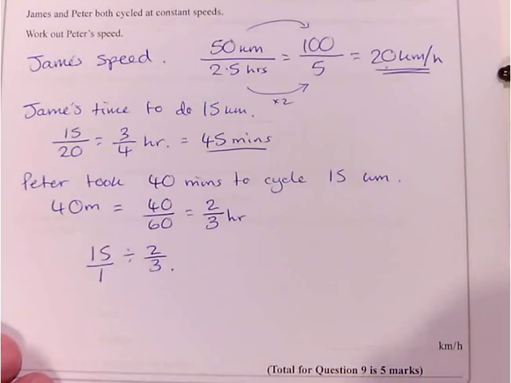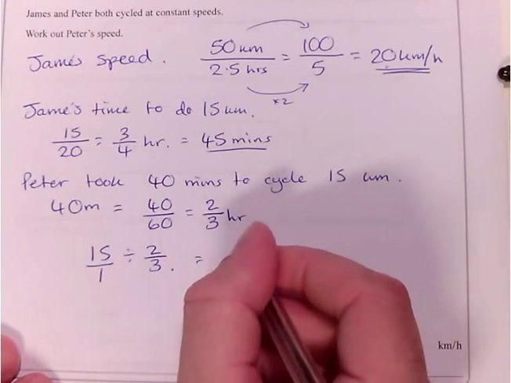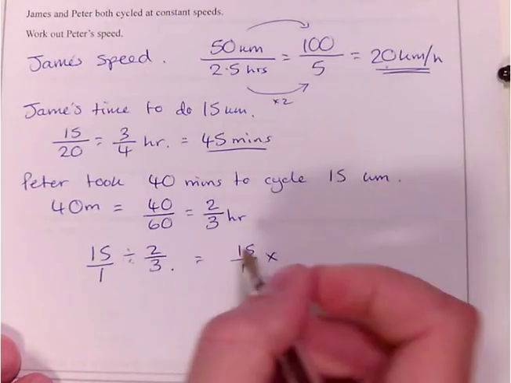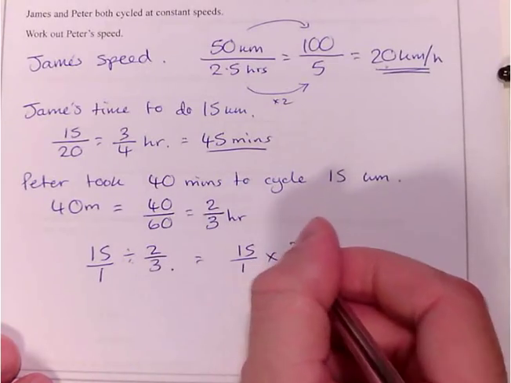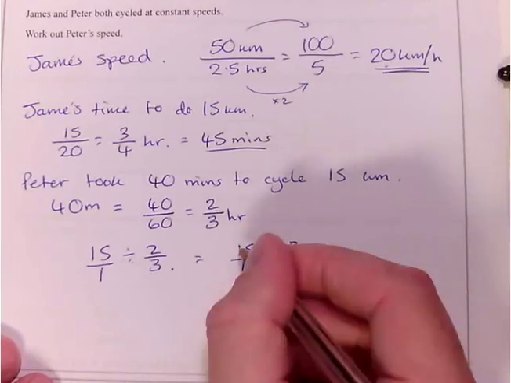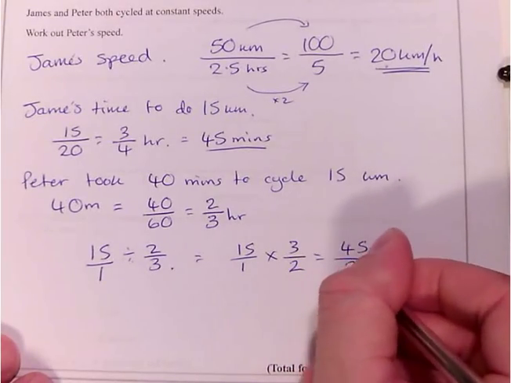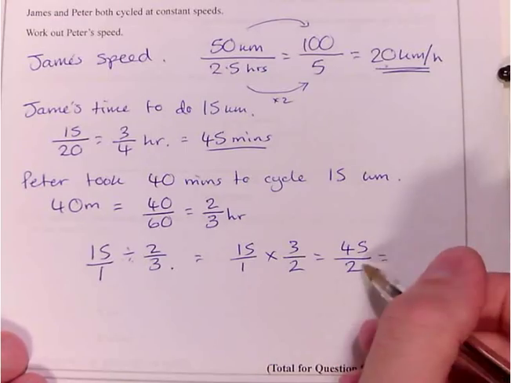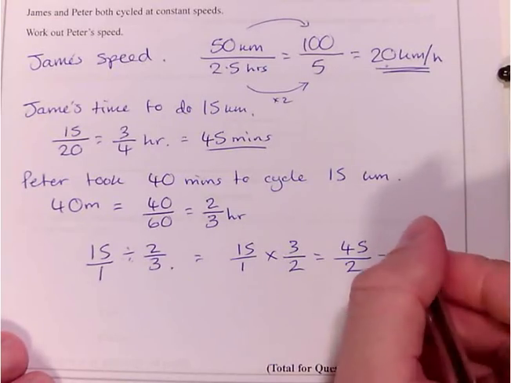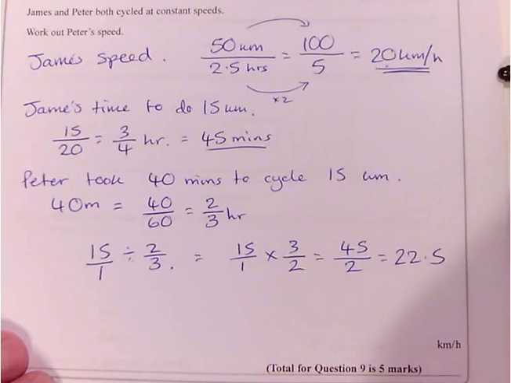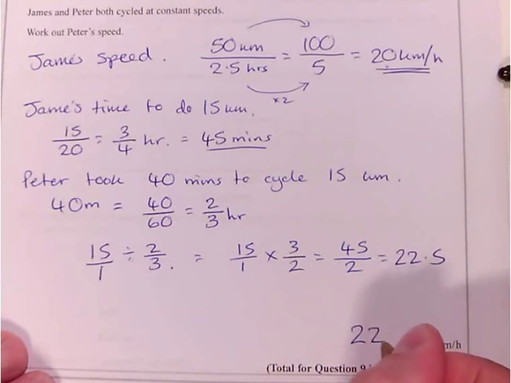I could now write 15 over 1 multiplied by, keep it, kiss it, flip that, 3 over 2. 15 times 3 would be 45, divided by 2. 45 divided by 2 would be 22.5. The final answer is 22.5 kilometres per hour.